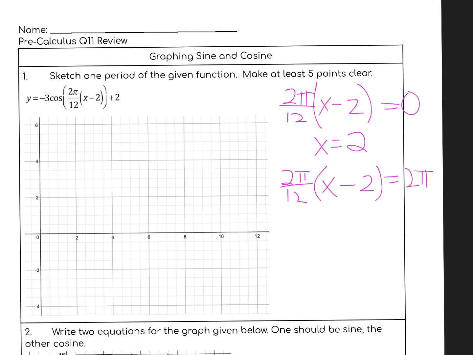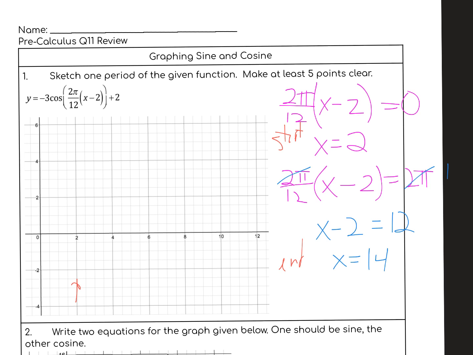So I could distribute that 2 pi over 12, but I think what I'm going to do is divide both sides by 2 pi to get rid of that. So I'll have 1 over here. And I'm going to multiply by 12. So I'll have x minus 2 equals 12. So x equals 14. So I'm going to start at 2, and I'm going to end at 14. Start, end. So now I'm going to start here and end at 14, which I can't fit.